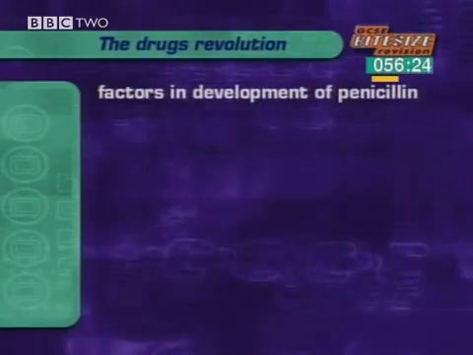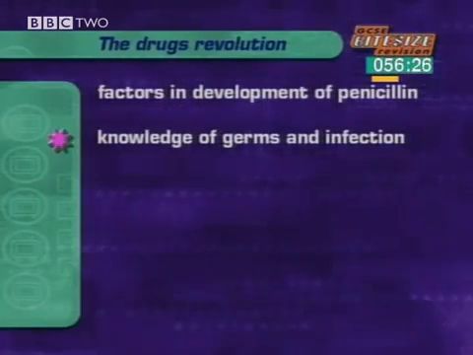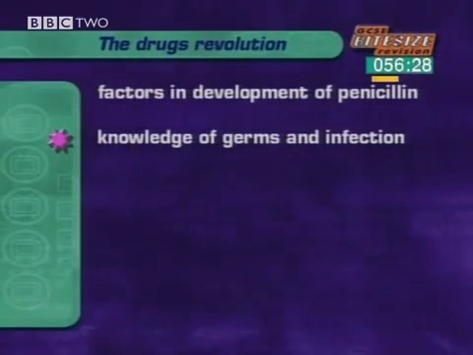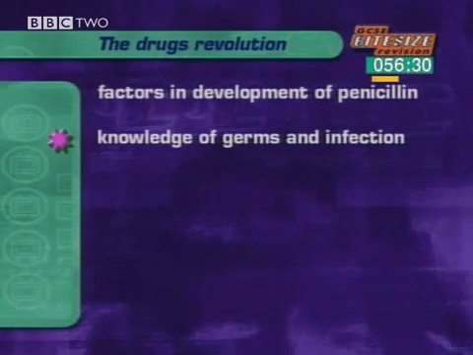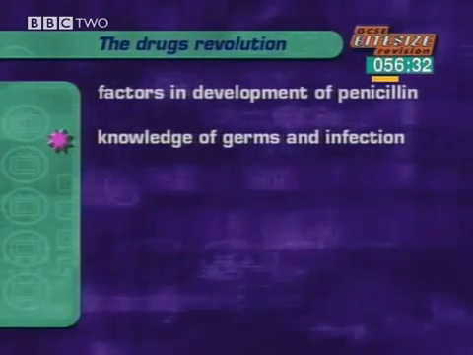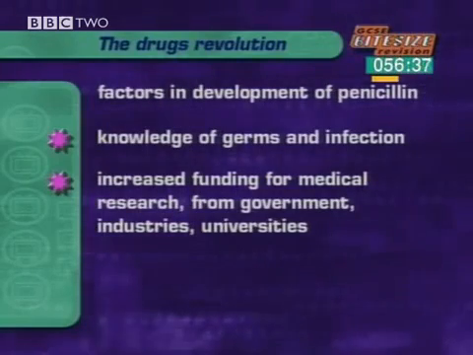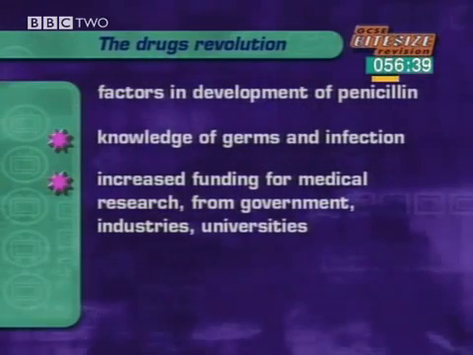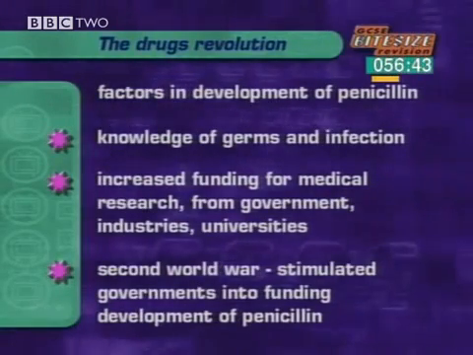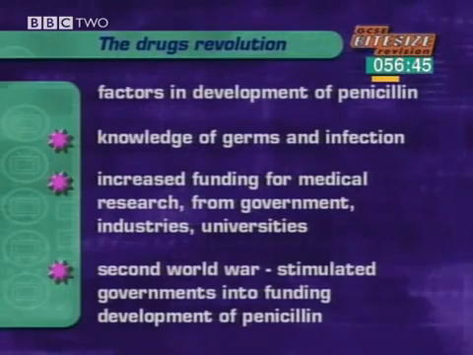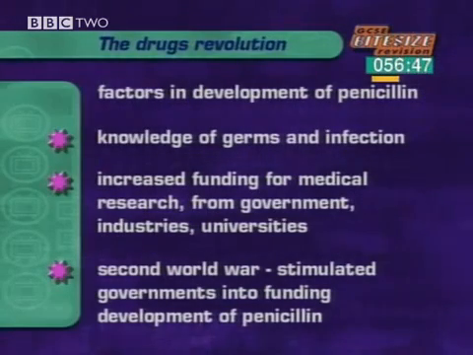Here are some of the factors you might have listed. Knowledge. Scientists would not have thought of this treatment before they knew about germs and infection, building on the work of Pasteur, Koch and Ehrlich. Medical research was more and more expensive, and funding increasingly came from government, industry or wealthy universities. The Second World War and its thousands of casualties, it was this that stimulated government into funding the mass production of penicillin.